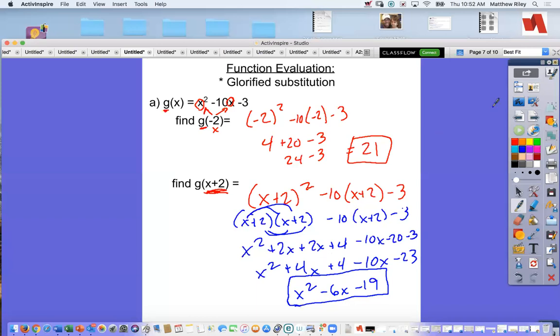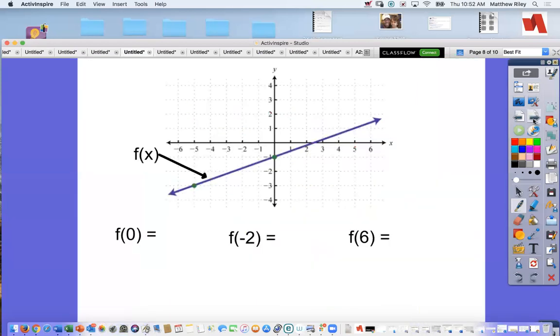Let me see the next slide real quick. We might actually be done. Let me check your homework. Yeah, I think we can be done for right now. We'll pick this up tomorrow.